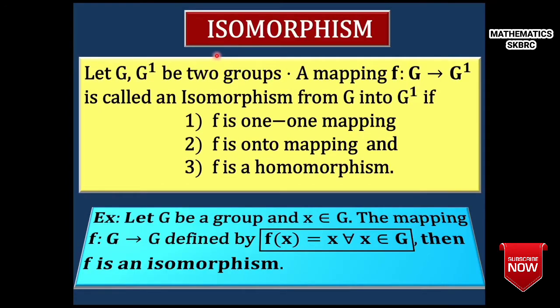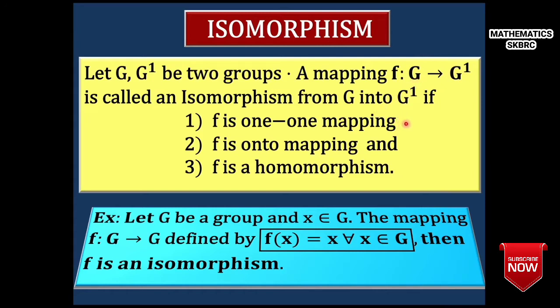Very important definition, isomorphism. Consider two groups G and G dash with respect to multiplication. A mapping f from G to G dash is said to be an isomorphism from G into G dash if it satisfies the following axioms. Number one, f is a 1-1 mapping. By the definition of 1-1 mapping, distinct elements in the domain have distinct images in the codomain, then we say that f is a 1-1 mapping.